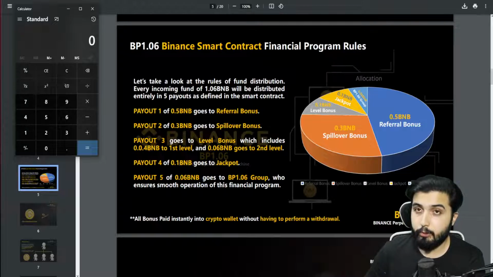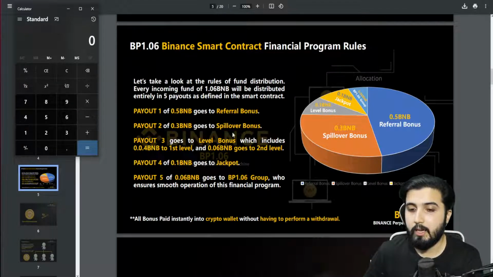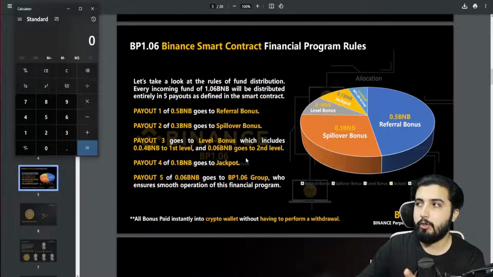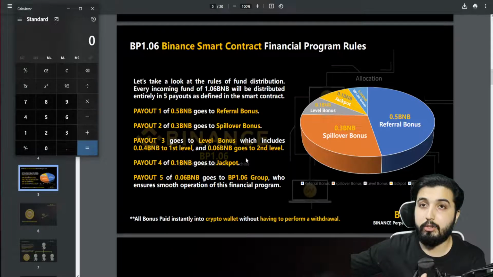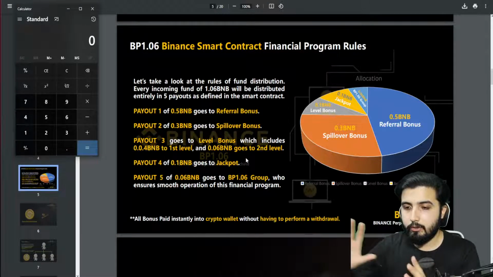We have payout 2, which is of 0.3 BNB, that goes to spillover bonus. And then there's payout 3 that goes to level bonus, which includes 0.04 BNB to first level and 0.06 BNB to the second level. These levels are basically when your referee refers someone else, that's like one level, and then the other person that is referred, that is level 2, and so forth. So we're going to discuss these things.